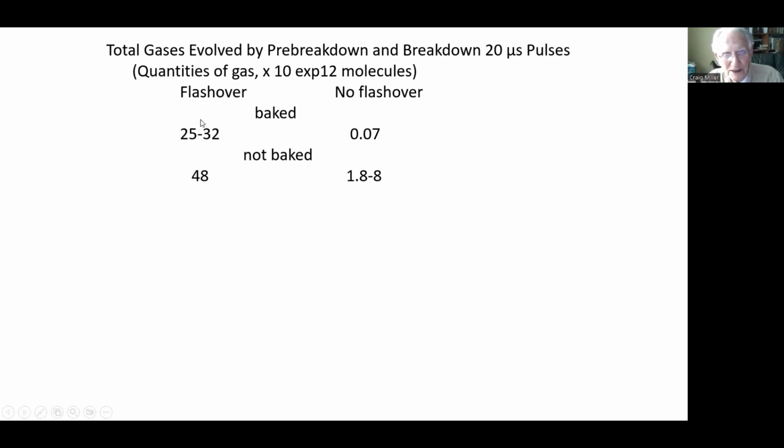But the important thing here is, while the baked insulator's flashover voltage was significantly higher than the not baked, the amount of gas released when flashover occurred was of the same order, indicating that in this particular setup you need a certain amount of absorbed gas to have flashover. If it's baked, to get that amount of gas, it took a significantly higher voltage.